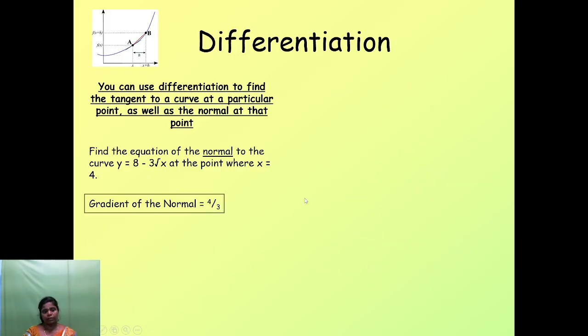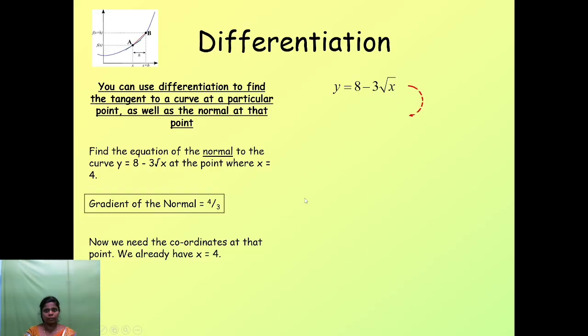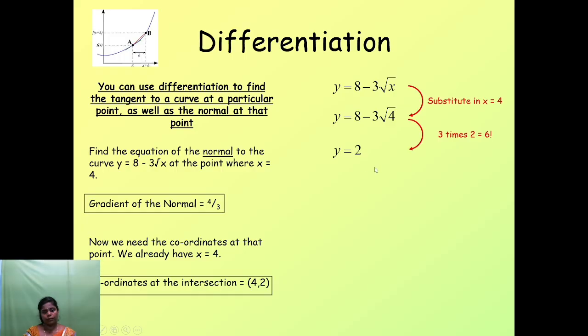The gradient of the normal to the curve is 4 by 3. So for y, 8 minus 3 into square root of x, with x equal to 4, you get y equal to 2. The coordinates at the intersection are 4, 2.